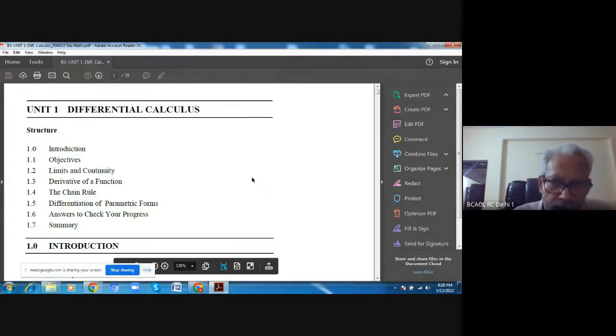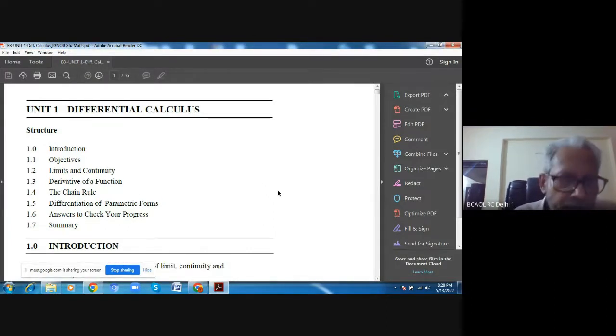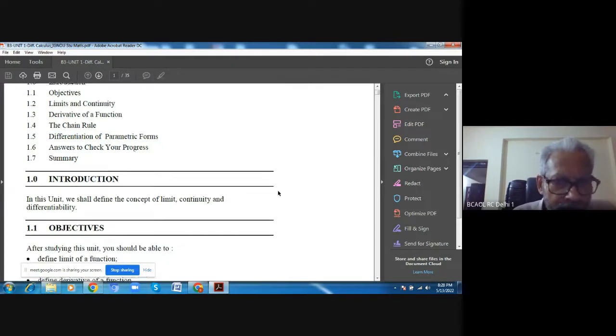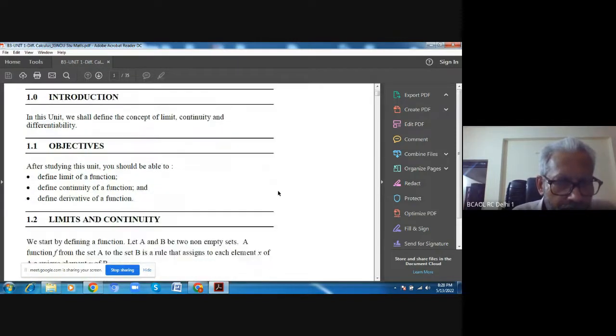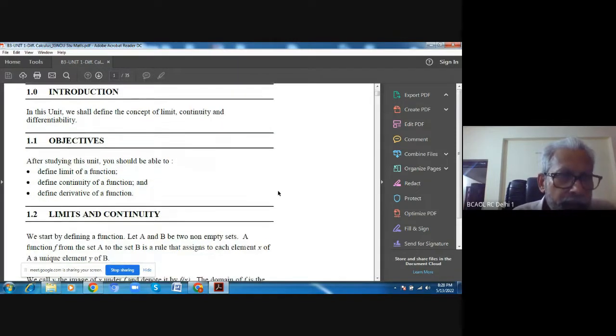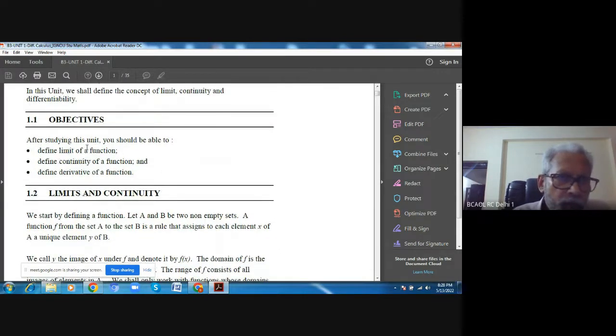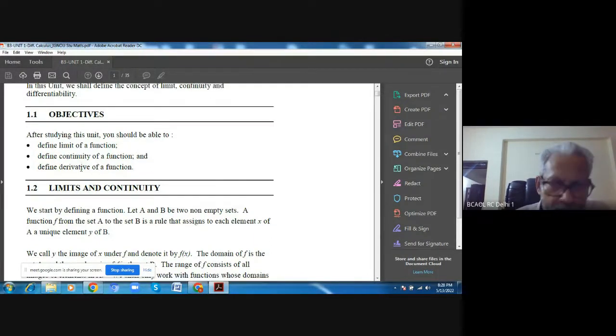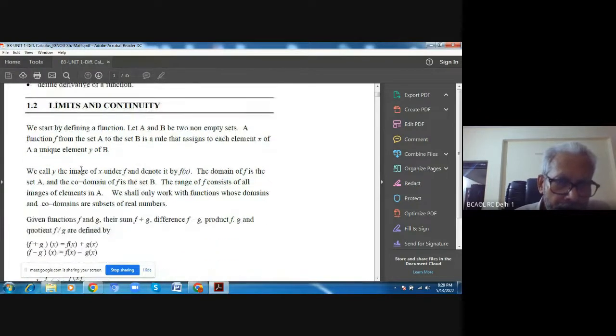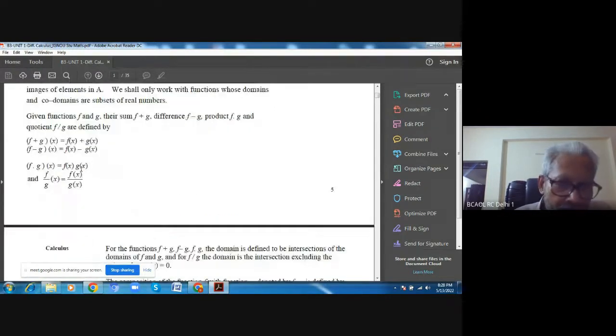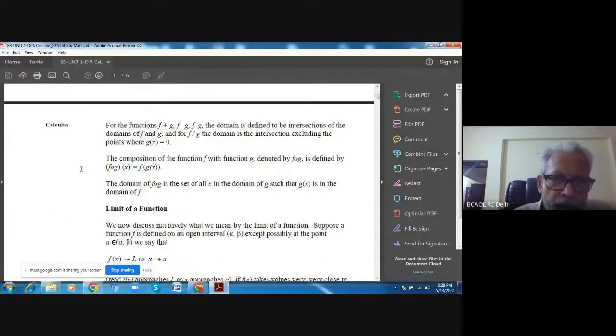Now see the IGNOU study material. What they have, what the structure of these things is. So what is the objective? It is the limit of the function that just now we have discussed. Then continuity of a function and derivative of a function. So these three things are to be known. Limit, I already have shown you some things. I will not go into details. That part you can see.